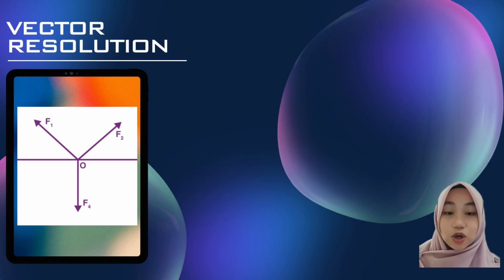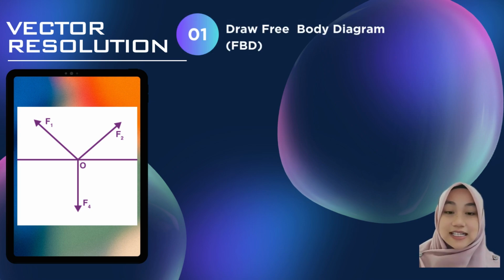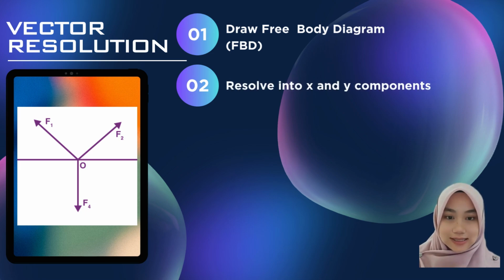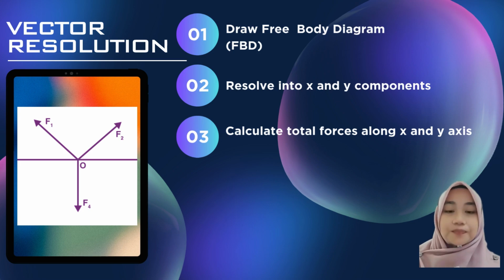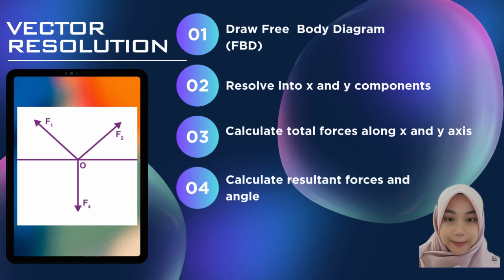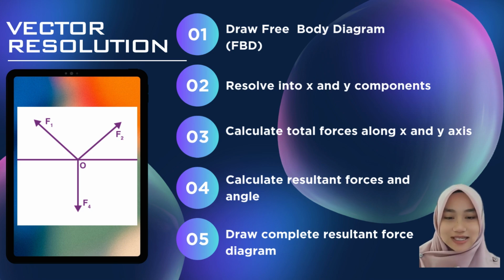Now, let's learn how to solve concurrent forces. Concurrent forces can be resolved using vector addition to find the resultant force. The first step is to draw a free body diagram. The second step, resolve forces into x and y components. Third step, total force along the x and y axes. Fourth step, calculate the resultant force and its angle. And last, you have to draw the complete resultant force diagram.